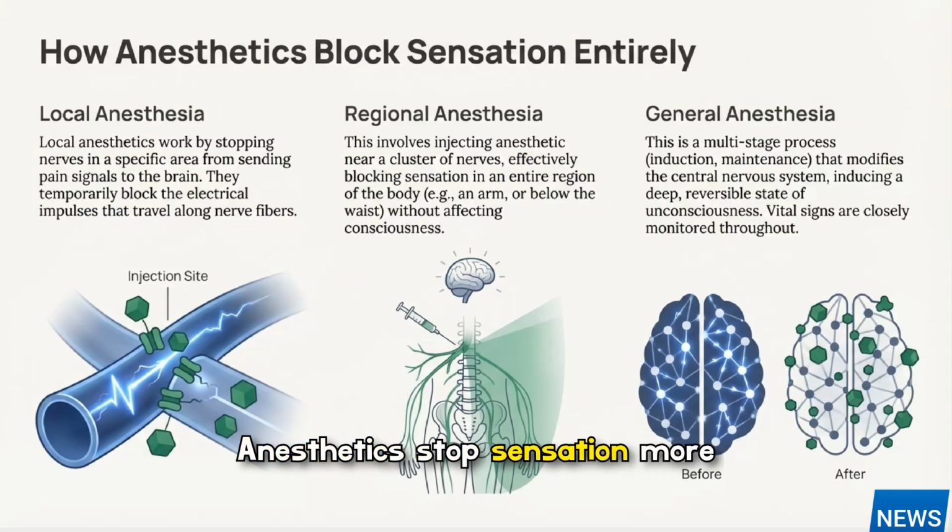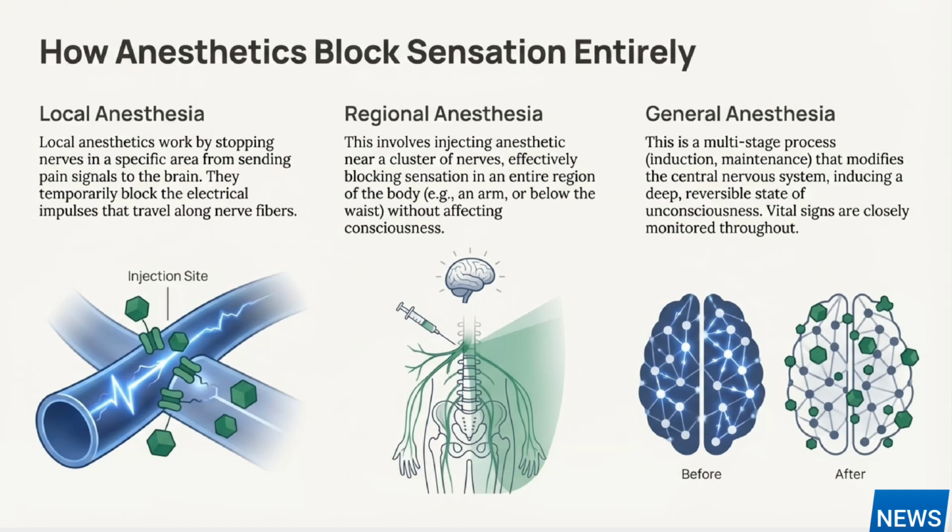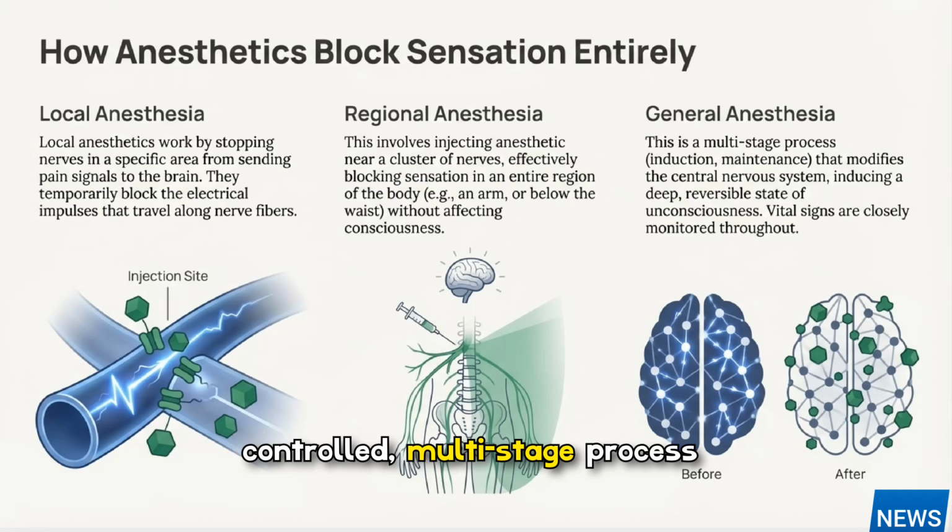Anesthetics stop sensation more definitively. Local anesthetics temporarily prevent nerves in a specific spot from sending pain signals. Regional techniques inject near nerve clusters to numb an entire limb or region. And general anesthesia is a controlled, multi-stage process that alters the central nervous system to produce a reversible, unconscious state, while vital signs are closely monitored throughout.